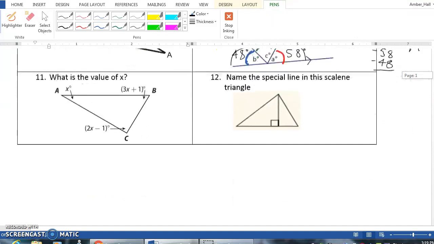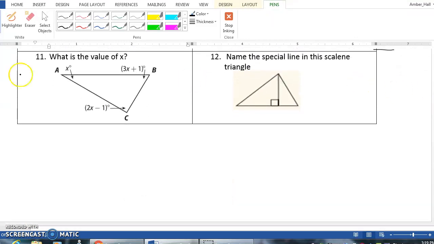Number 11. What is the value of x? Well, I have 3 interior angle measurements, and I know the interior sum theorem. All 3 of those added together equals 180, so I'm just going to set up my equation. This whole thing plus this whole thing plus this whole thing equals 180. So x plus 3x plus 1 plus 2x minus 1 equals 180.